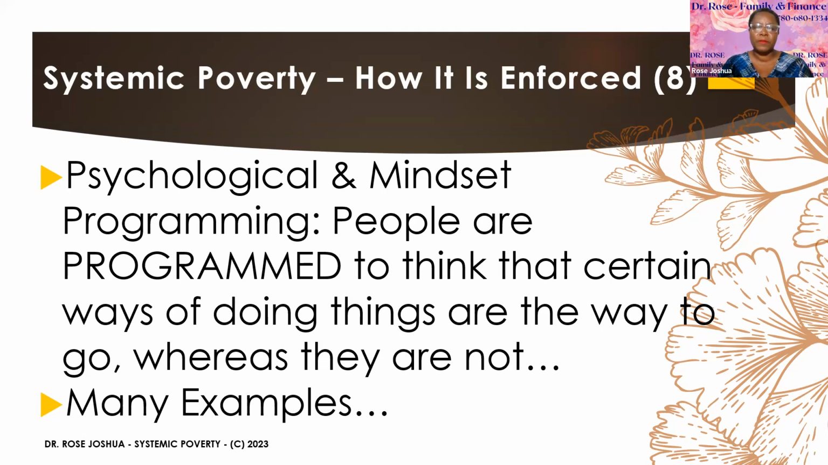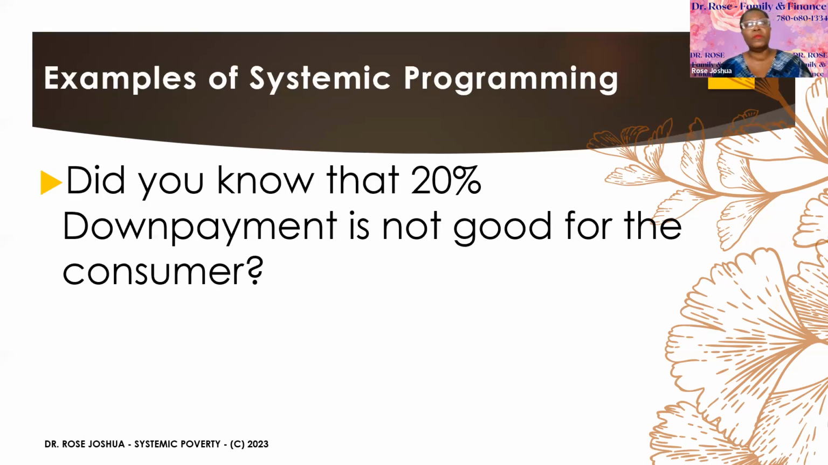So systemic poverty has a lot of mindset programming in it, and we're going to talk about them in the next few weeks. Okay. So the key thing is being programmed to think that certain things are correct, whereas they're not. All right, and there are many examples. So one of the common mindset programming in Canada is this 20% down payment. It's terrible for consumers, but a lot of people think 20% is the way to go. Really bad for the consumer. But we're going to look at that in the next week or so.